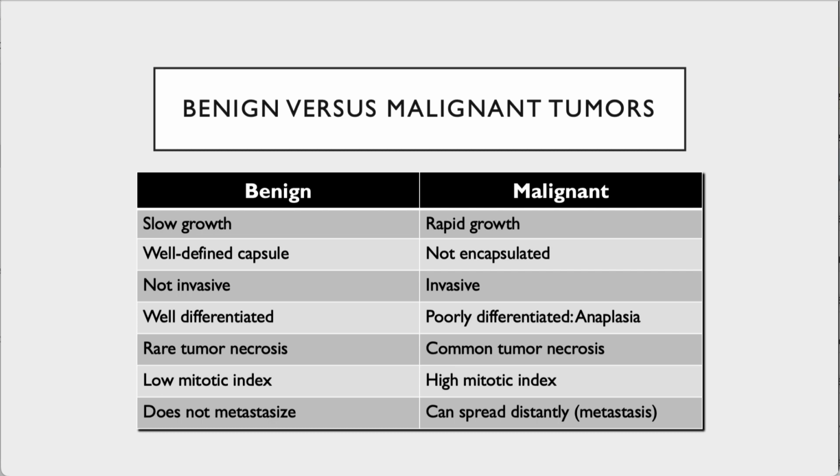There's the mitosis, right? So benign, going along with the slow growth, has a low mitotic index, but rapidly growing malignant tumors have a high mitotic index, right? They are dividing very, very quickly. And then finally, benign tumors really don't metastasize. Again, they're encapsulated, they stay put.